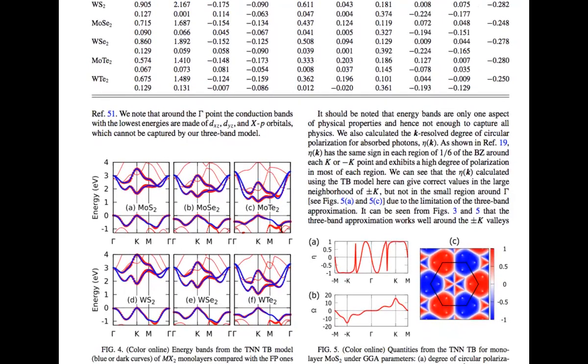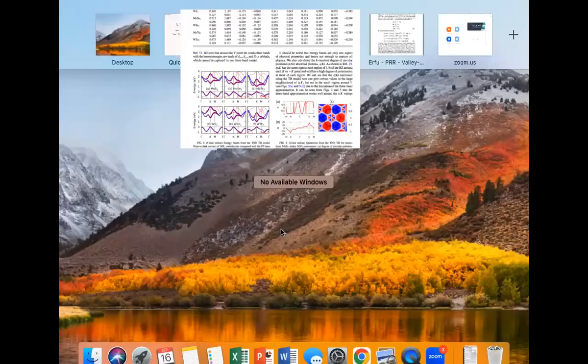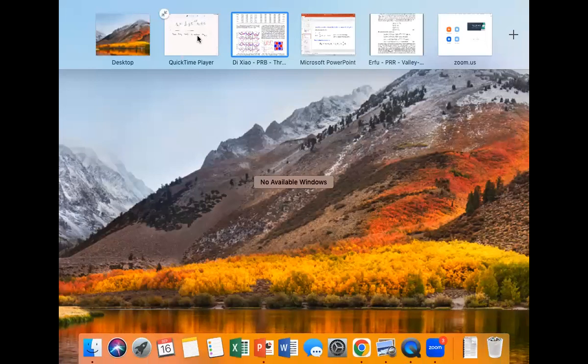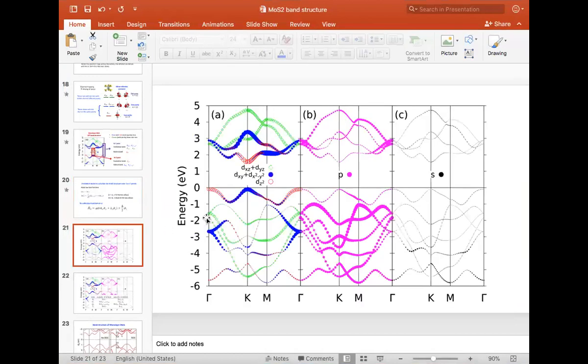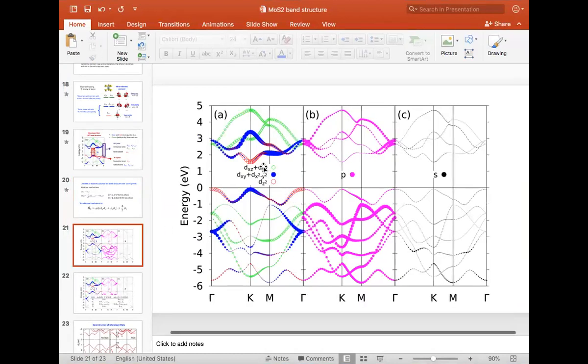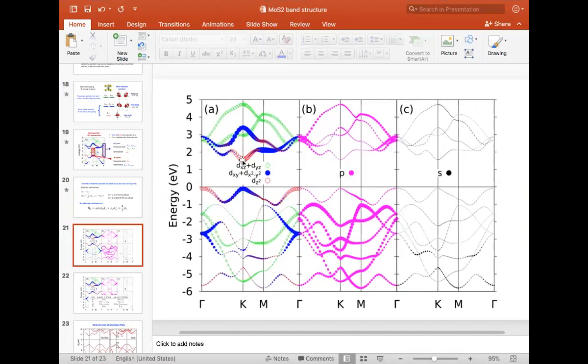Okay, if no, then let's go ahead. We are going to talk about the band structure with the spin. Okay, with the spin. So first, this is the result with the participation of the orbit. Okay, and let's talk about the spin, and then we'll come back to here.